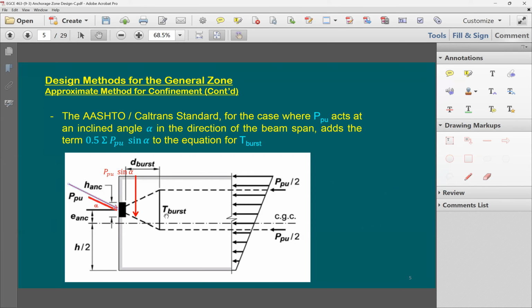If you take the component here in the x direction, it's going to be P cosine alpha, and in the y direction it's going to be P sine alpha. So what AASHTO and Caltrans say in their design specifications is that you take this tension force the same from the ACI equation, and then you add to it this term. You're going to be taking this P sine alpha. You need to add it there.